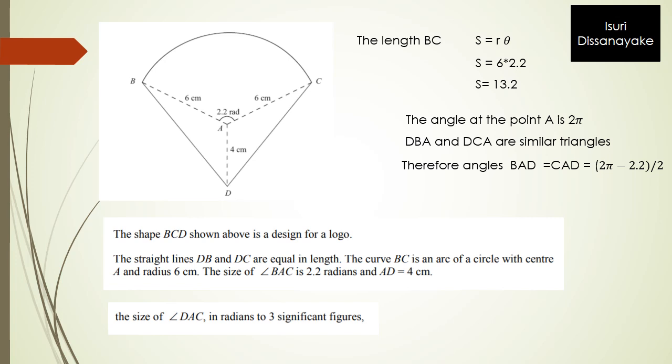What you do is take 2 pi. From 2 pi, you subtract 2.2. The answer, you divide by 2. Then you get the value of each angle. So the answer is 2.04. Angle DAC is 2.04.